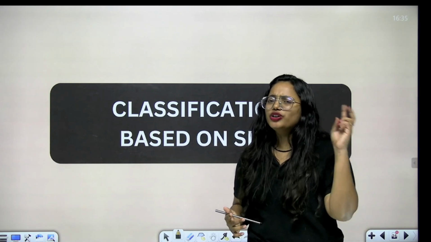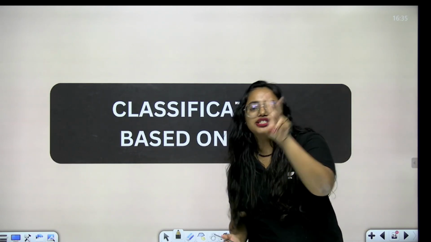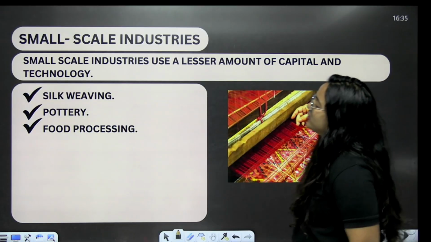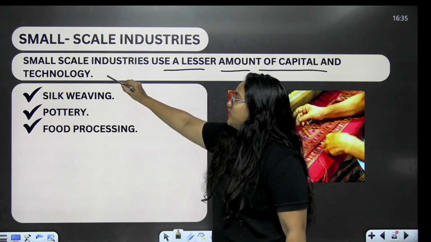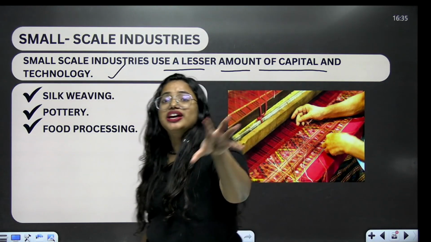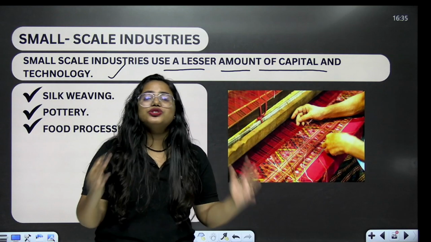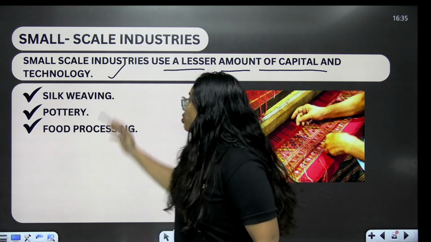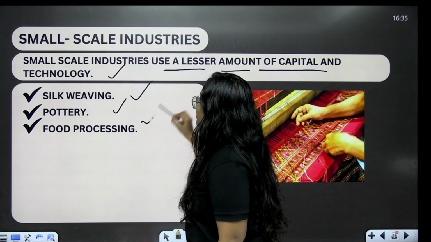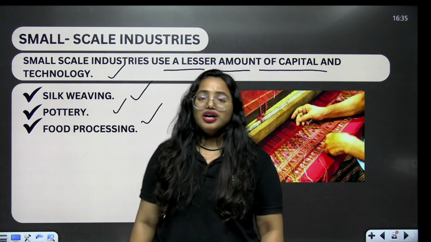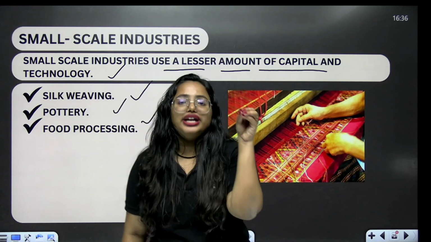How? We are going to categorize it into two types as small-scale industries and large-scale industries. Here is the very first one. Small-scale industries use a lesser amount of capital and technology. So if you talk about the capital, it's very, very less. What about the technology? The use of technology is also considered very low. Examples are silk weaving, pottery, food processing, etc.